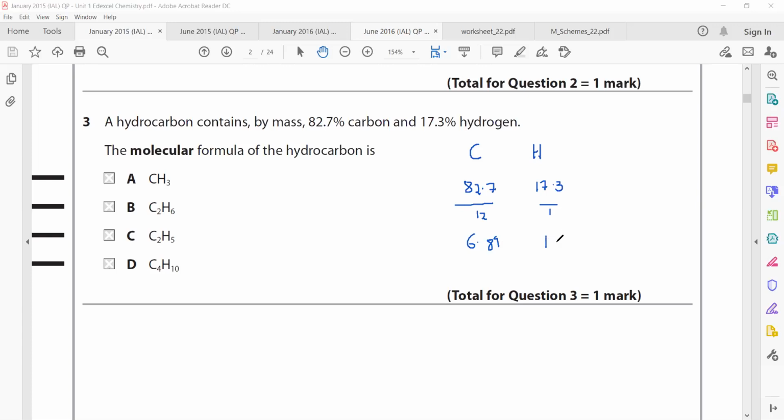6.89 and this is 17.3. And then this will be 6.89, because we take the simplest ratio. So this one is 1, and then 17.3 divided by 6.89 will be approximately 2.5.